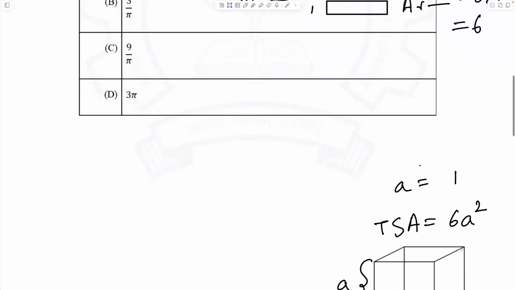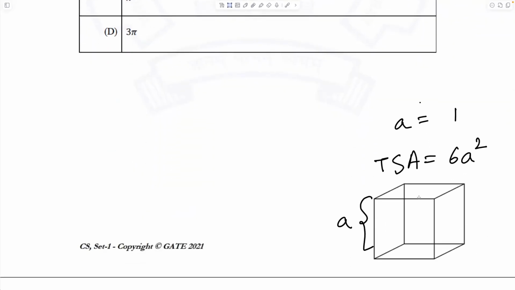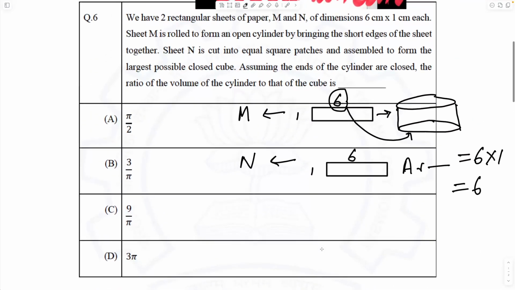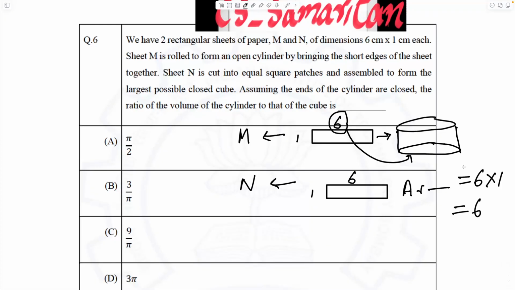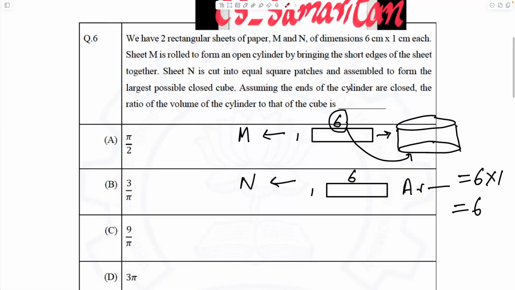a we have found. Now what is the volume of this thing? The volume of this thing is given by volume is basically equal to a cube, that is going to be equal to 1, right? So we have the volume of the cube. Now let's read forward, right? I went a bit ahead right over here.